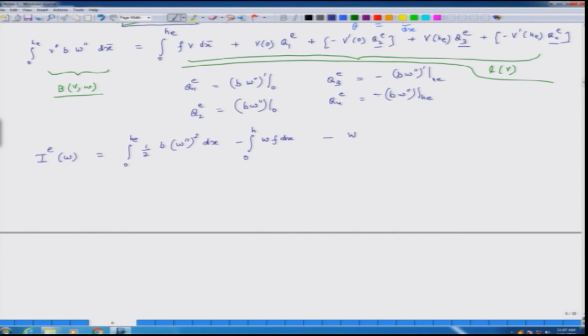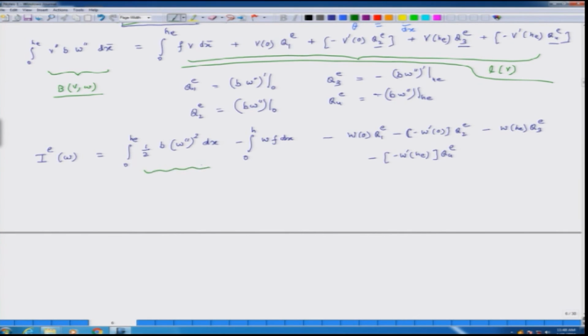minus W evaluated at 0 times Q1E, minus W prime evaluated at 0 times Q2E, minus W evaluated at HE times Q3E, and then minus W prime evaluated at HE times Q4E. So, I have just written this functional, but look at it.